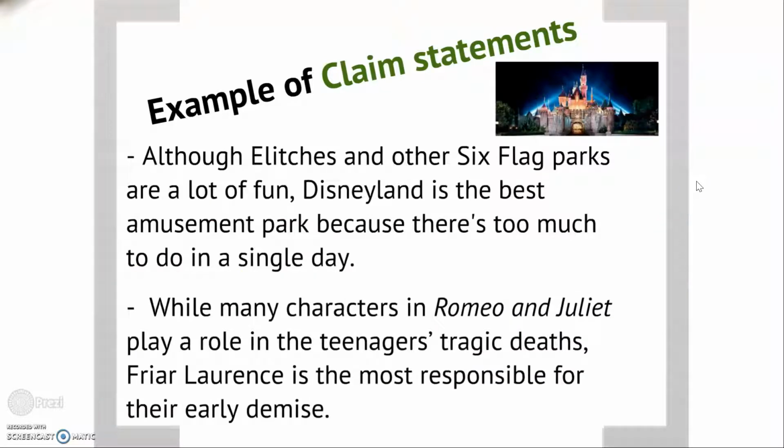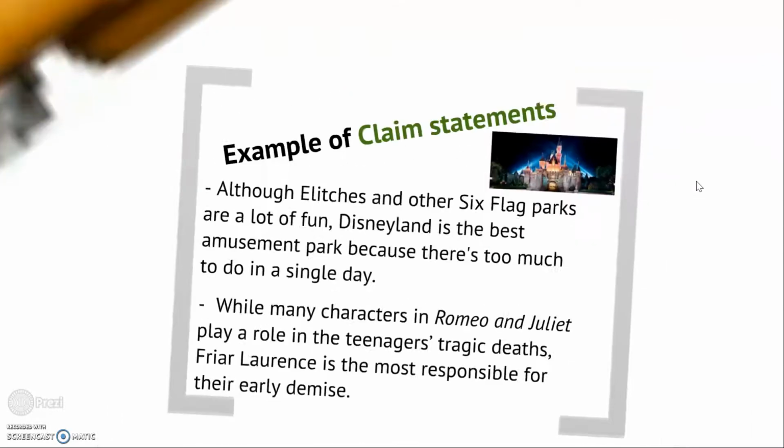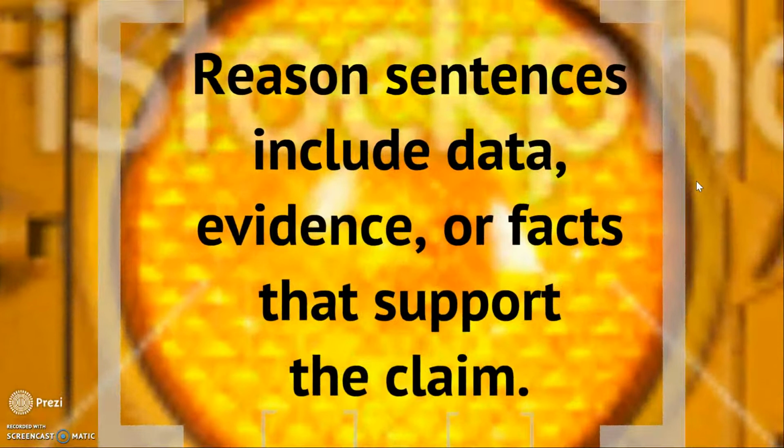If we're analyzing literature, this would be a good one. Let's say we're analyzing character, which is one of the kinds of essays you'll be doing later. So while many characters in Romeo and Juliet play a role in the teenagers' tragic deaths, Friar Lawrence is the most responsible for their early demise. Again, I would like to see a because there, but it's a good start. And that's the key issue here. You're making a claim.